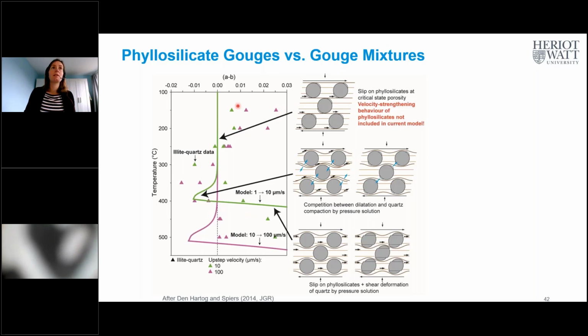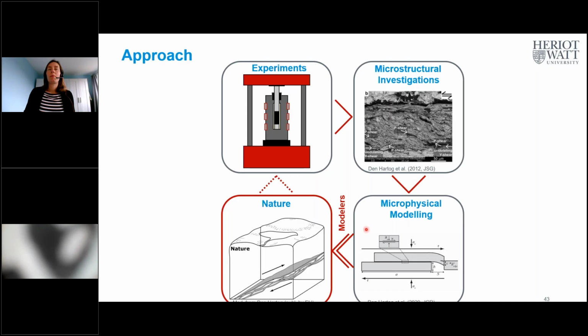The data points are experimental data, whereas the lines here are model predictions. And this is a model in which there is both quartz and phyllosilicates. You can see here that the model doesn't quite predict the positive A minus B values at the low temperatures here. That is because this original model, which has been published several years ago, did not include velocity strengthening behavior of phyllosilicates. So if we were now to incorporate the model that I showed you previously, which does predict velocity strengthening behavior of phyllosilicates, then this match should be better. The final step in the approach would be to use these microphysical models to make predictions for nature, and that is something that modelers do.